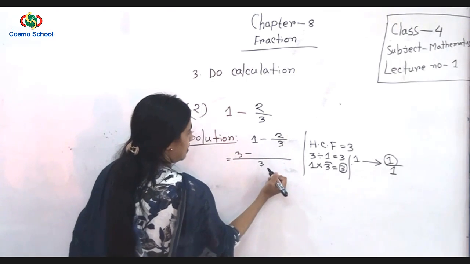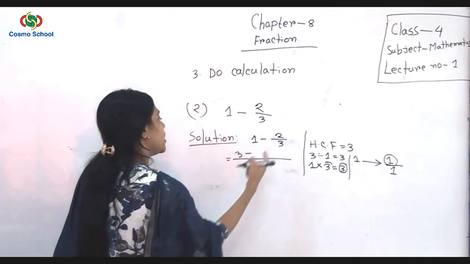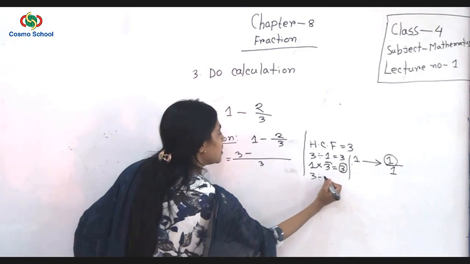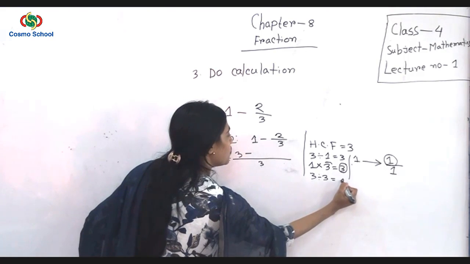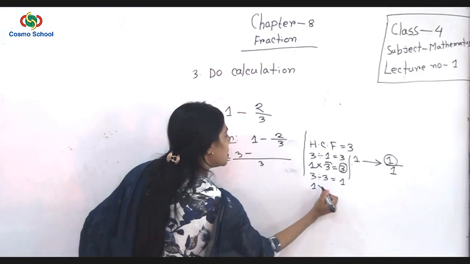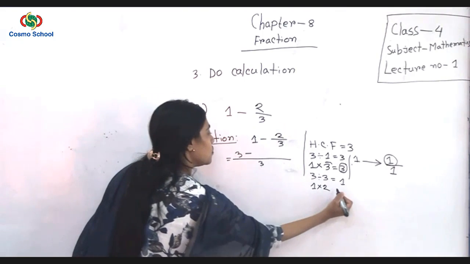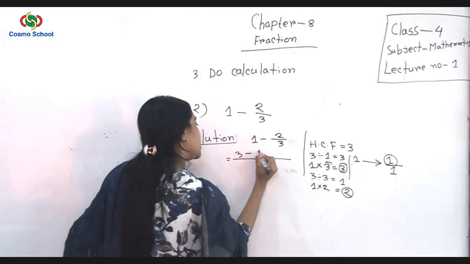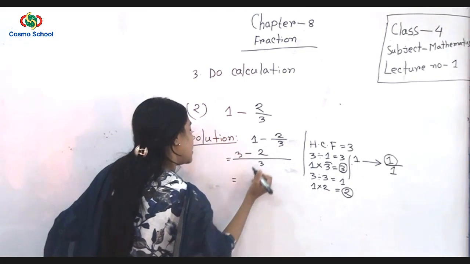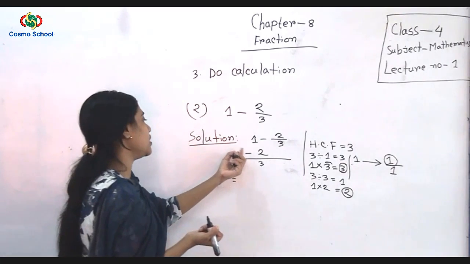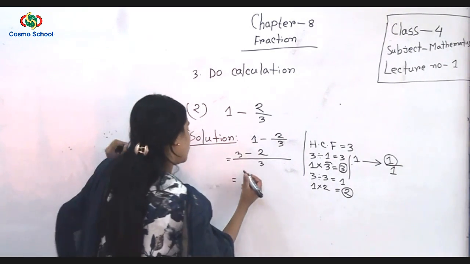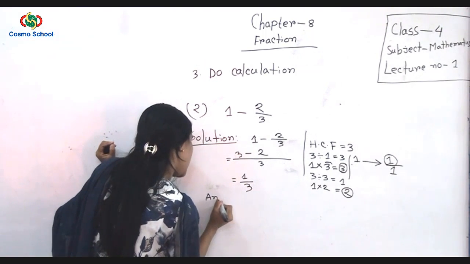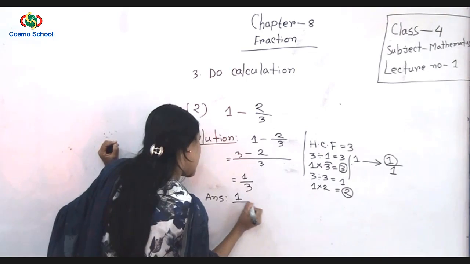And the second fraction, here the denominator is 3 and the HCF is 3. So 3 divided by 3 equals 1. This 1 is multiplied by the numerator 2 and I get 2. This 2 is put in here. Now I subtract 2 from 3. Now I get the result 1 divided by 3. The answer is 1 divided by 3.